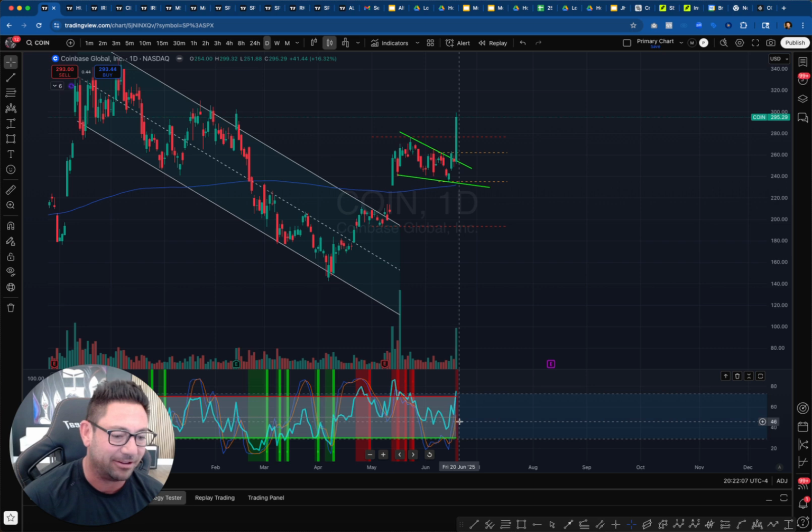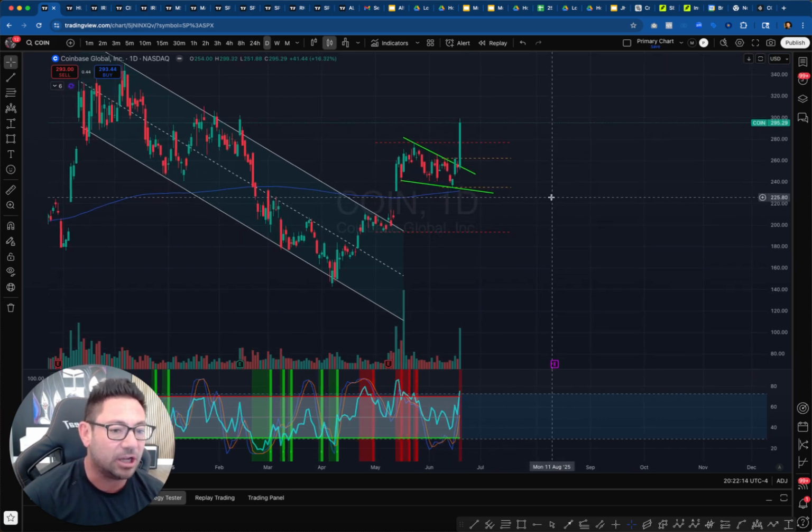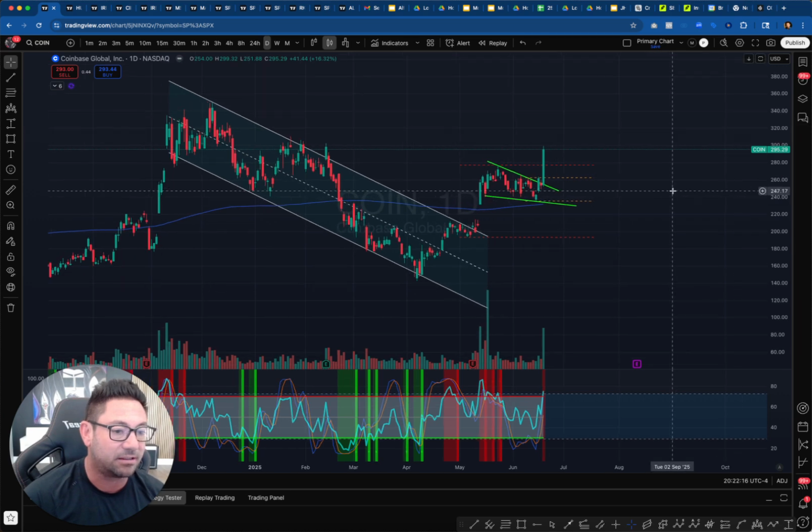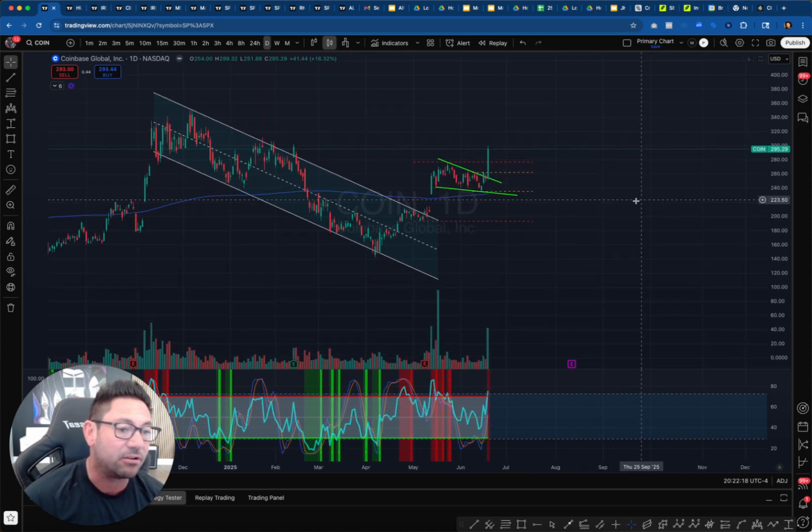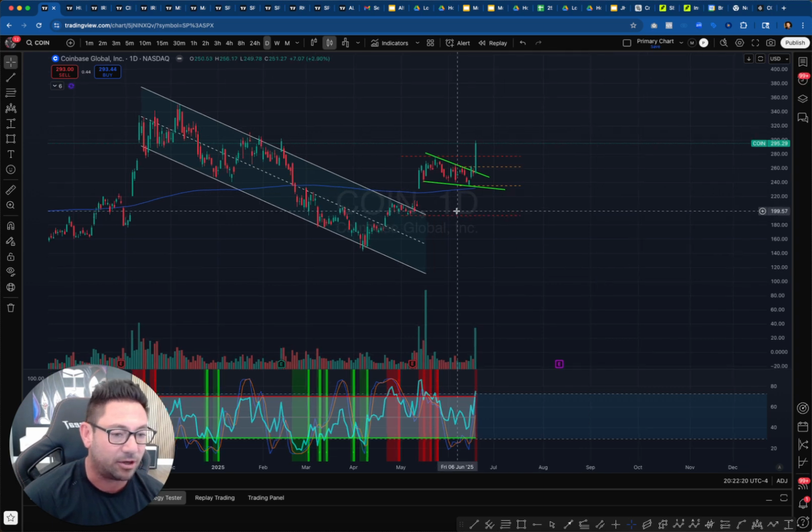Like, literally perfect to a T. Stochastics were curling up. You had RSI at 50, and then boom, here we go. So this thing I think is a little early, and I think the miners are going to follow. And that's kind of why I wanted to show this one first.